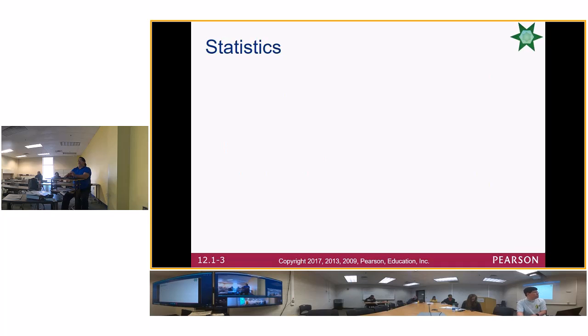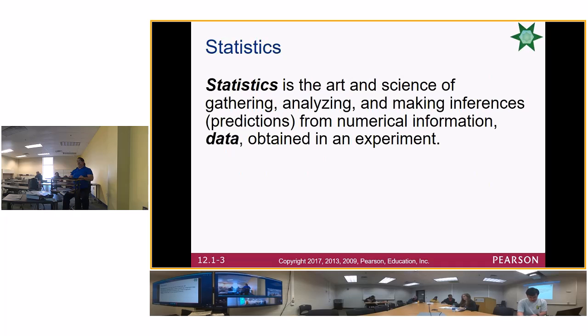What is the term statistics? Write that down. You don't have to write down the art, you maybe write down the science. Gathering, analyzing, and interpreting data. Gathering, analyzing, and interpreting data. Data means numbers.